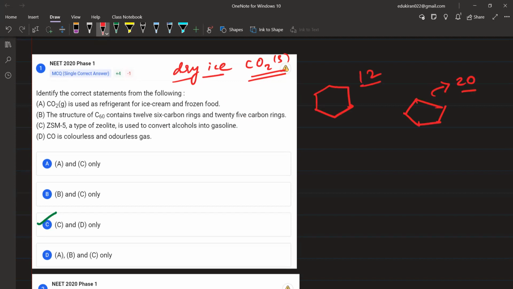ठीक है, but they are a bit wrong. यहाँ पे उन्होंने उल्टा कर दिया है इसको. 6 मेंबर वाले 20 होते हैं, ठीक है, और 5 मेंबर वाले 12 होते हैं, ठीक है, फुलरीन में when you have C60, and बाकी C and D these are correct. Now these are a wrong statement. चलिए moving on.